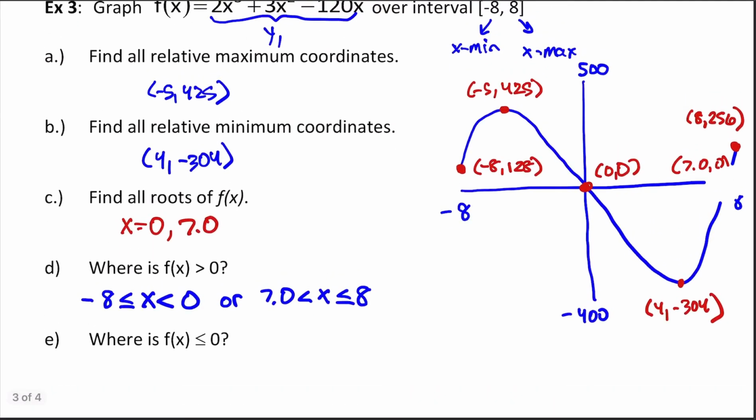So the last one, where is f of x less than or equal to 0? All right, so less than or equal to 0 is down below. And it says or equal to, so I'm going to include these two roots. All right, and there's only one interval there. It's pretty easy. That's going to be 0 is less than or equal to x, less than or equal to 7, or 7.0.